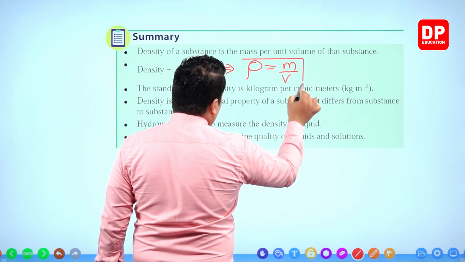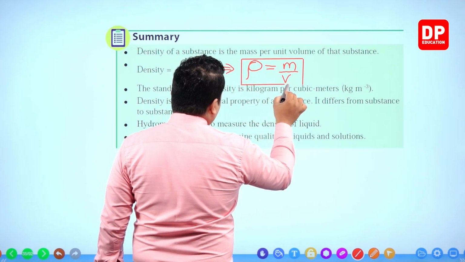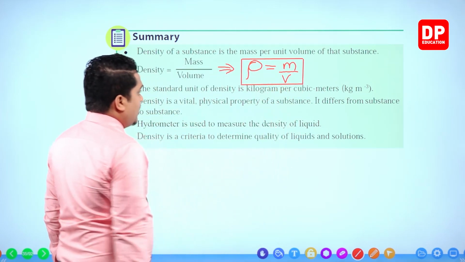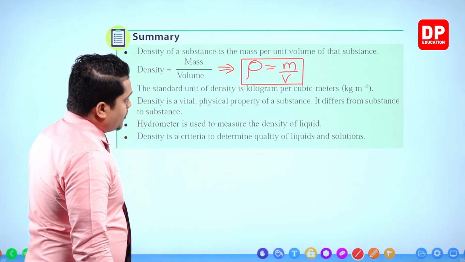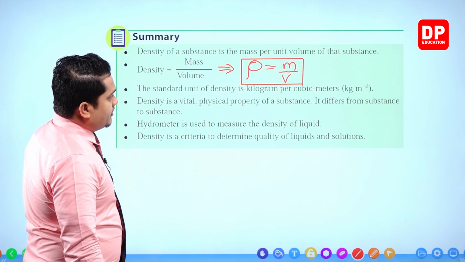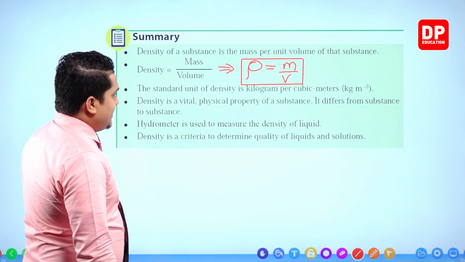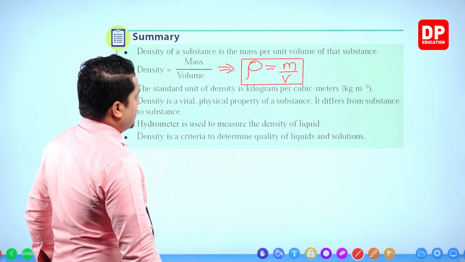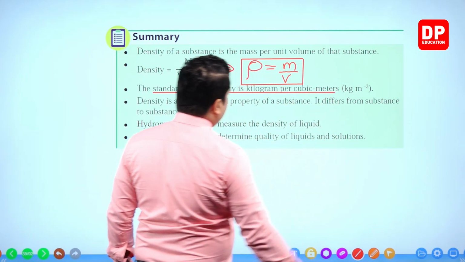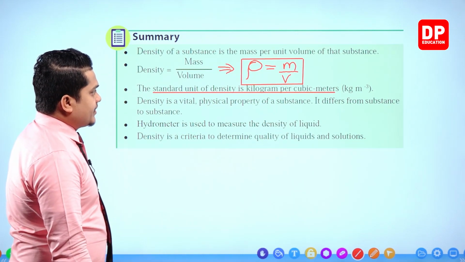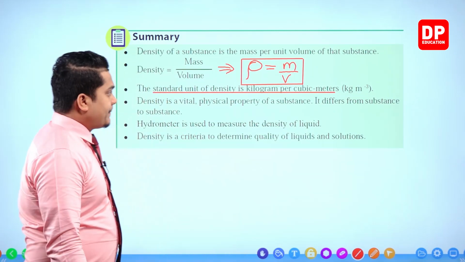This is the special formula that we use to measure the density of liquids and also substances. So rho is equal to m over v, or density equals mass over volume. The standard unit of density is kilogram per cubic meter. So kilogram per cubic meter is the standard unit, or the SI unit. It is given as kg m to the power -3.